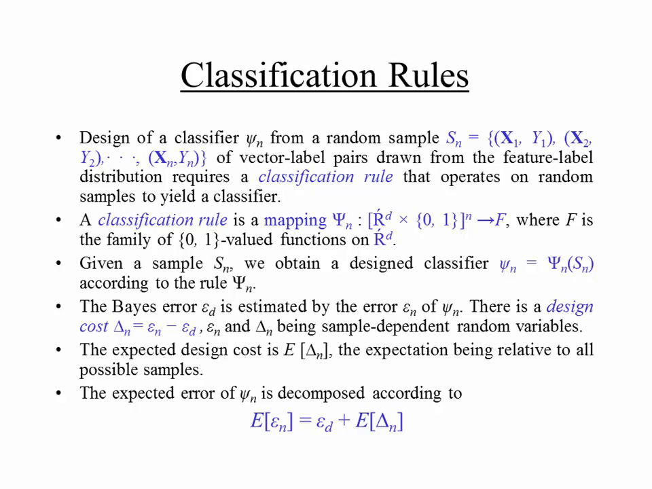So the Bayes error is something that, if you had those conditional probabilities, you could calculate, like I showed you, right?